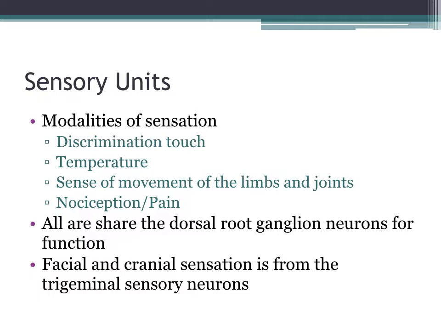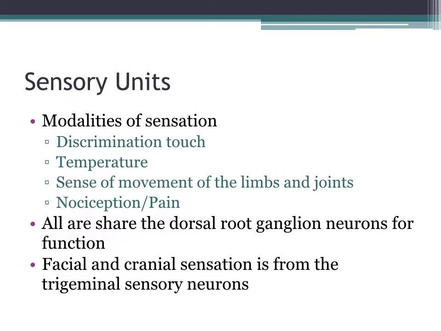And finally, we have nociception, which is just a big word for the sense of pain. All four of these modalities of sensation share the dorsal root ganglion neurons for function. However, they send different types of information or codes up that ganglion to the brain.